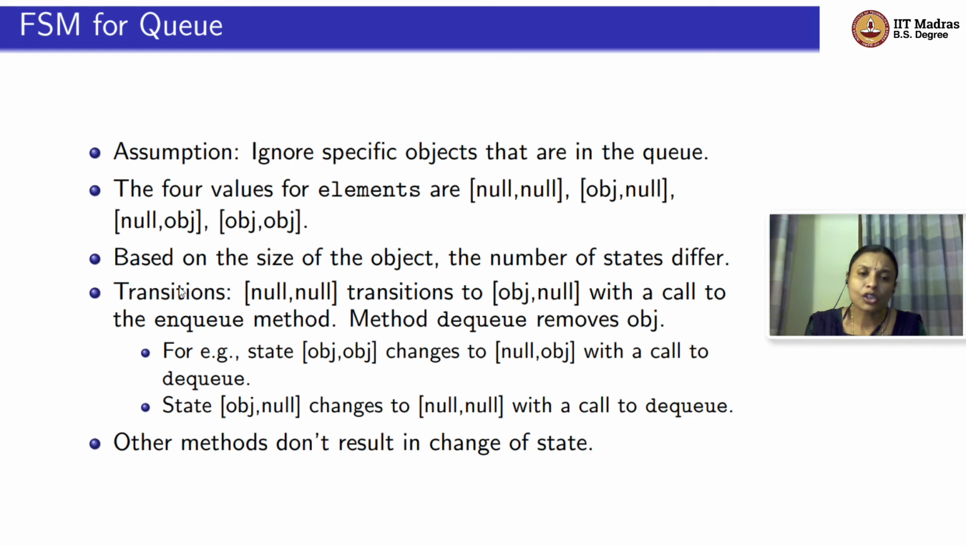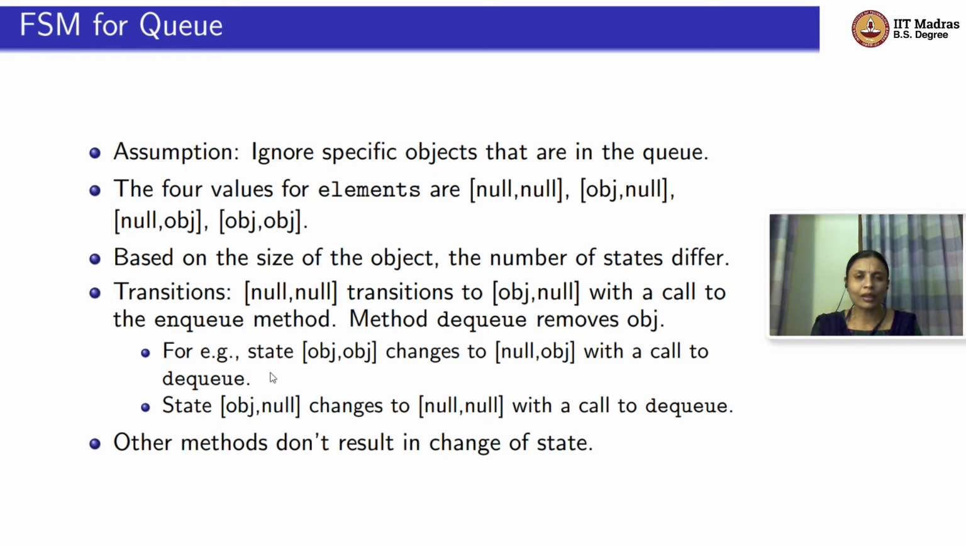So what would a transition look like? Suppose an enqueue method is called, then null null will get replaced with object null because an object of type O has been added to the queue. Similarly, a dequeue method will remove the object. For example, if I have a full queue, after dequeuing, I'll get null object. Suppose I had object null, then after dequeuing, this object will get removed and I'll get null null. Ideally, I should have drawn this finite state machine, but it would have a lot of options and become a cumbersome drawing. So I'm just describing the states and transitions verbally.